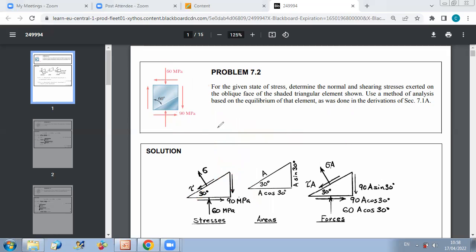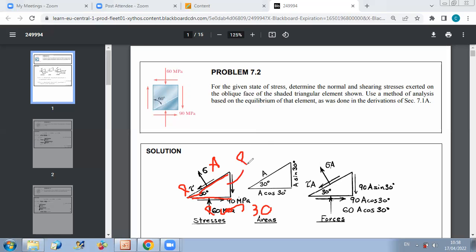So now we will not use any formula. We'll do just the derivation together. We take the element, we put all forces, all stresses acting on it, and we relate areas. If I call this area A, because I have the same width for all my faces, then I can relate areas, because this length here is, if this is L, L cosine 30, and this is L sine 30.